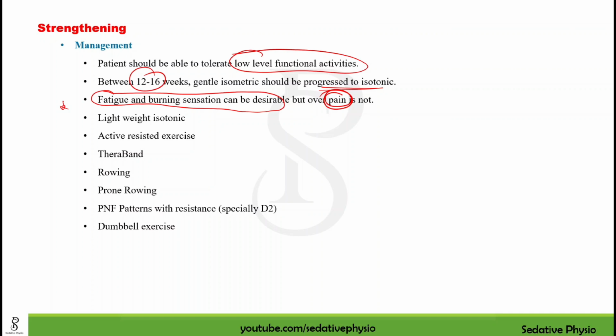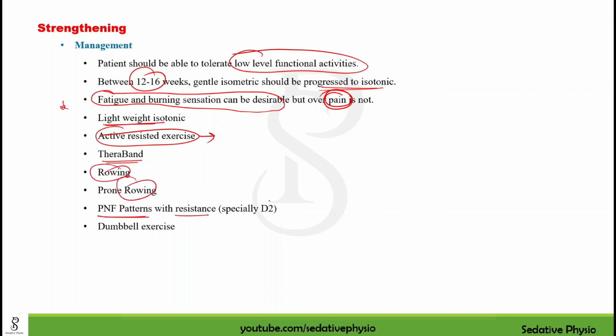We can even use the muscle stimulator, the cold therapy, or as per the condition of the patient. Right now, lightweight isotonic exercises can be done. Active resistive exercises. Once the active motion is accurate in the patient, we can go for active resistive exercise to increase the strength of the patient. Now, TheraBand resistive exercise can also be given. Rowing activities, prone rowing activities can be given.